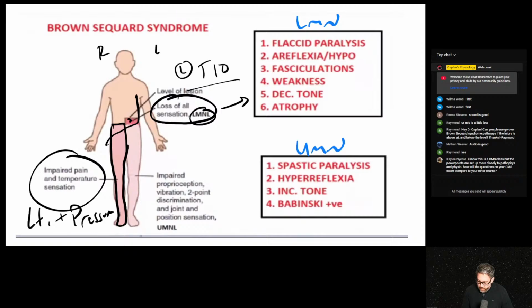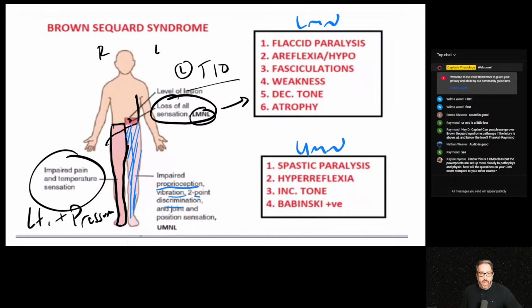Ipsilateral changes. The same side of the lesion. Here's your proprioception, vibratory, two-point discrimination, joint position sense, all those things that follow the dorsal white column all the way up. But where does the dorsal white column cross over? It doesn't cross over until the medulla. So you lose all that stuff. They can't get up, because T10 is damaged, those signals cannot get through. So on the ipsilateral, the same side, you lose proprioception, and all the position sense and vibratory sense, all that stuff.